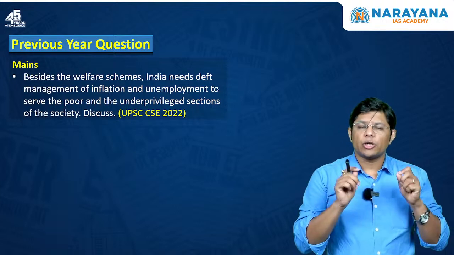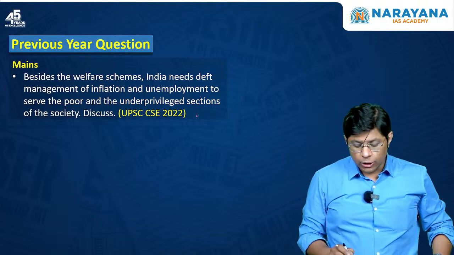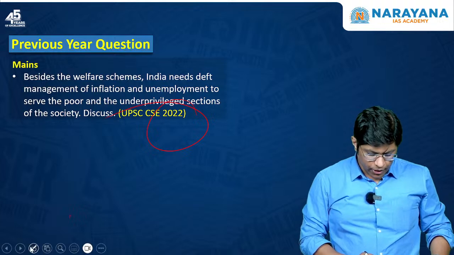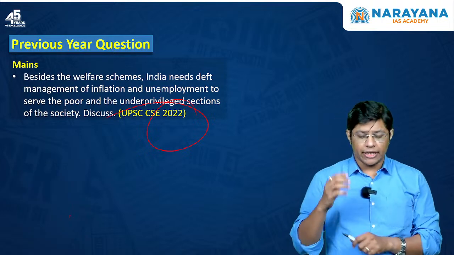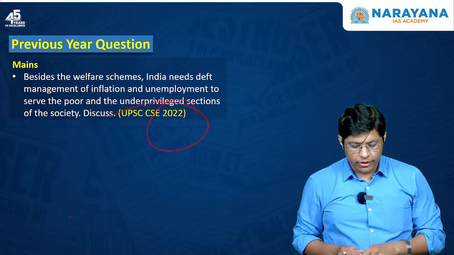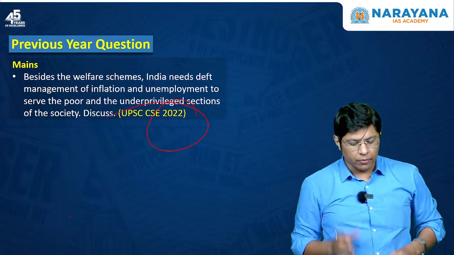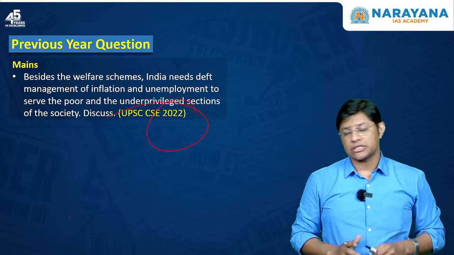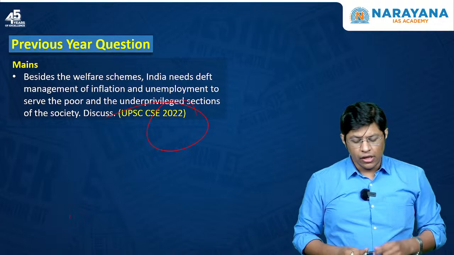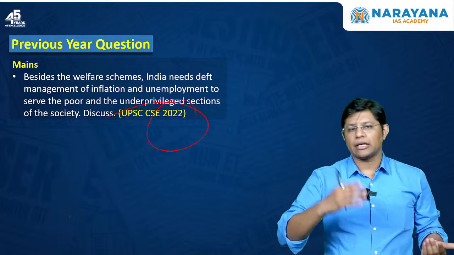Now, a question on unemployment was asked in the year 2022. And what was the question? The question was, besides the welfare schemes, India needs deft management of inflation and unemployment to serve the poor and the underprivileged sections, which means UPSC can also ask a question on unemployment and other such issues.